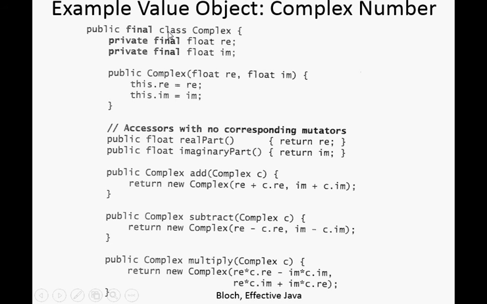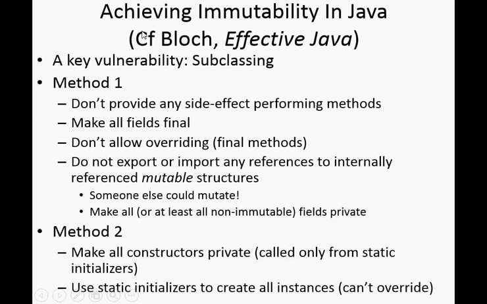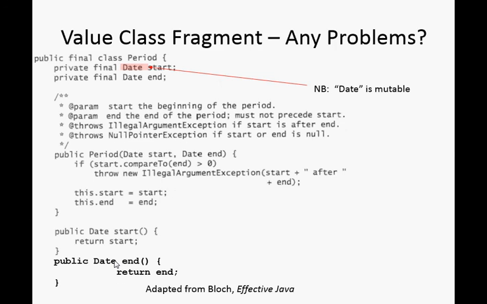But maybe to help guard against that, ladies and gentlemen, we can mark this class as final. Mark it as final, and it can't be subclassed. And that will rule out the possibility that someone has subclassed it. There's another way to do it: make constructors private and use static initializers.